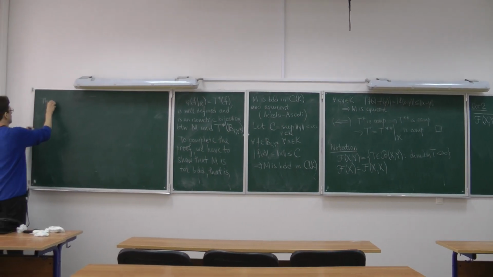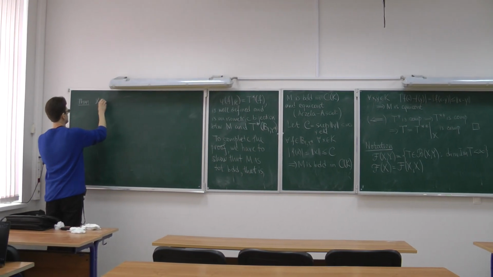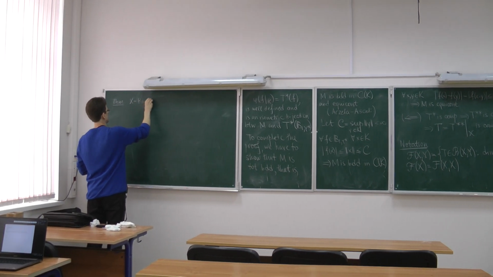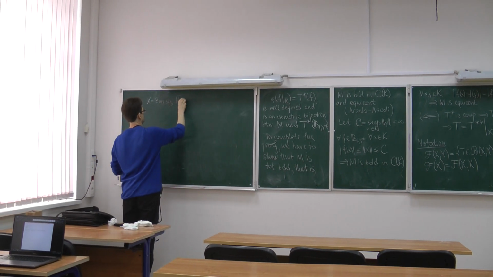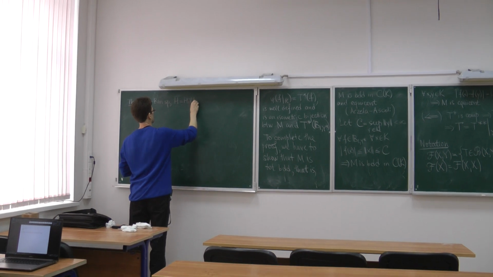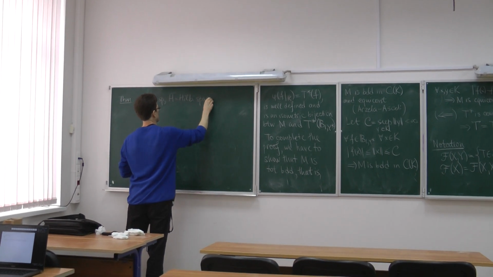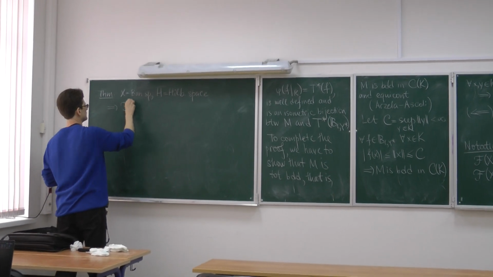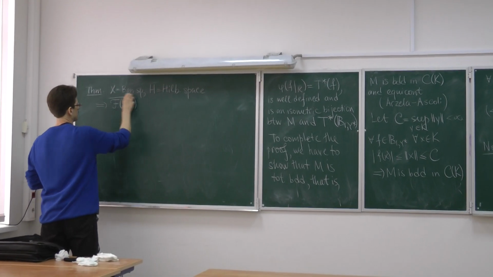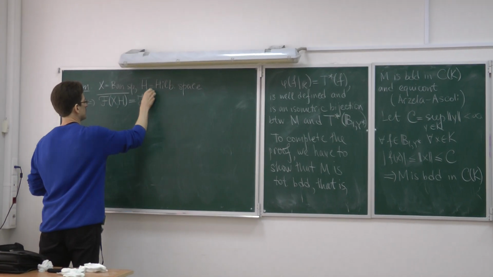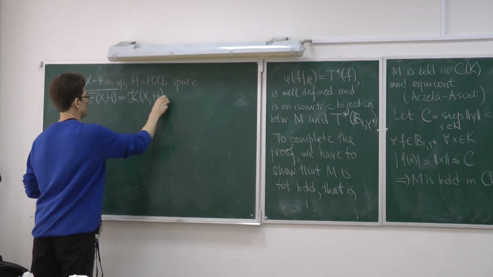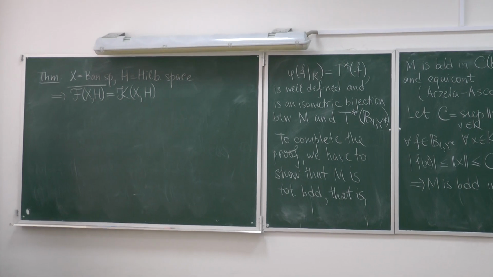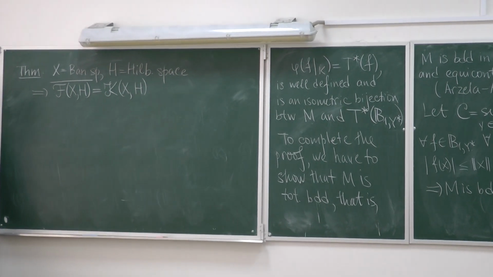I have the following theorem. If X is a Banach space and H is a Hilbert space, then we have the following equality. In other words, each compact operator from X to H can be approximated by finite rank operators.